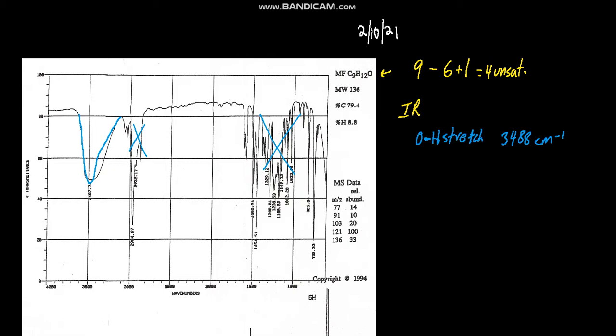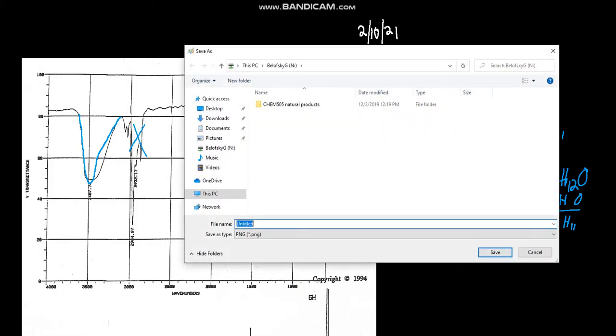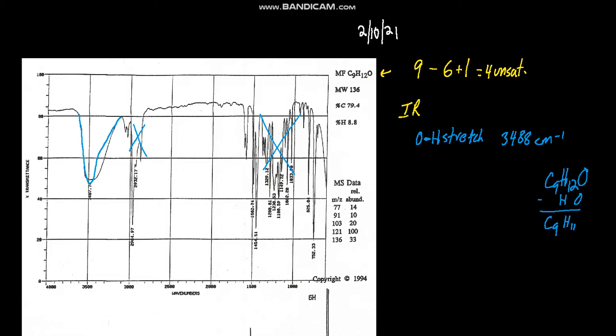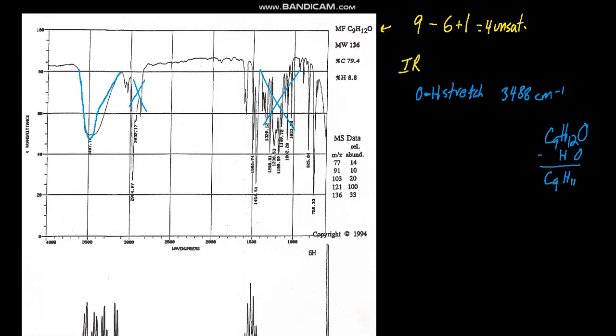So we have our formula C9H12O. We can already subtract HO. It's almost a certain OH group there. So that now leaves us with C9H11. So we're done with the IR actually.